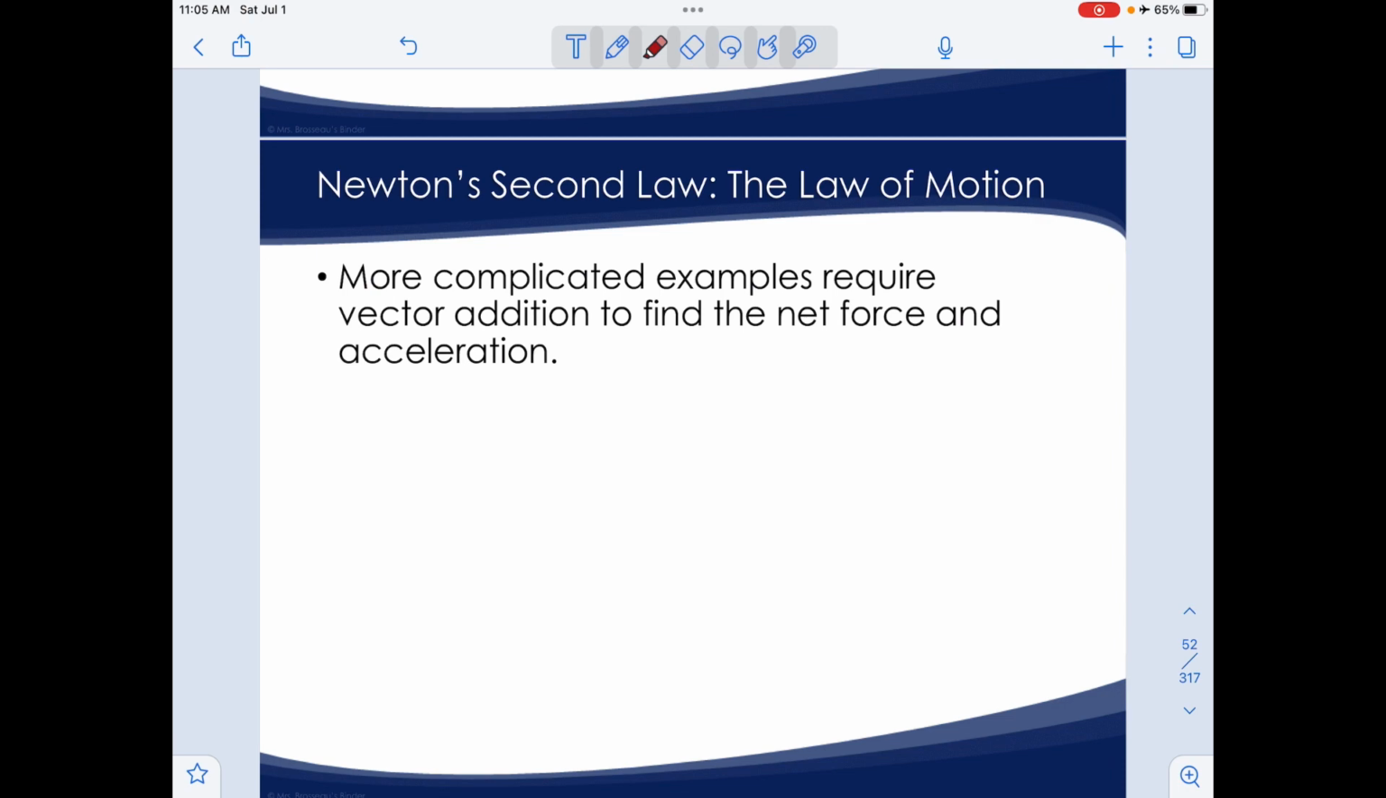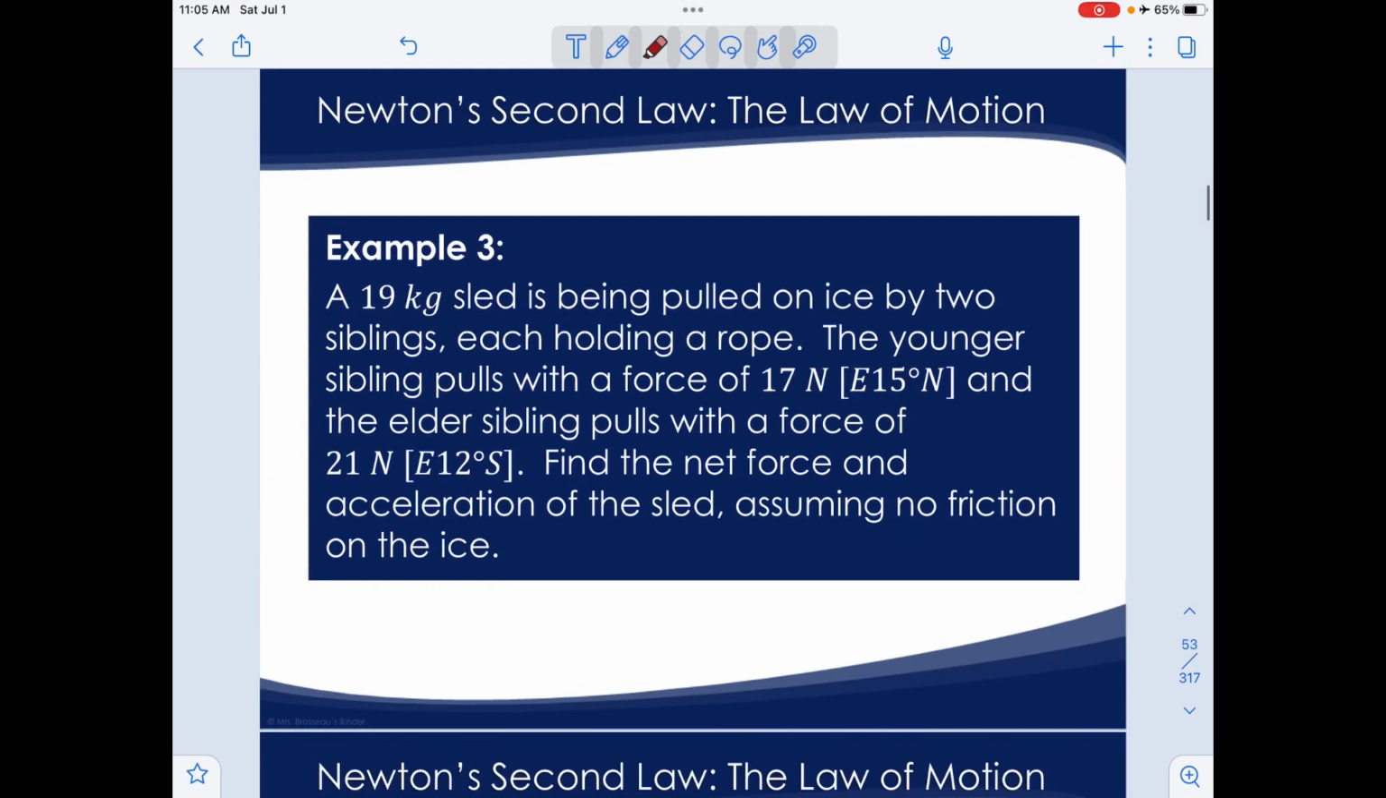More complicated examples require vector addition to find the net force and acceleration. This is example 3. I'm not going to have us do all the math, but I'm going to go through the logic of how you would solve this problem. If you want to work through the rest of the example following the notes, you can, but that's not something I'm highlighting.